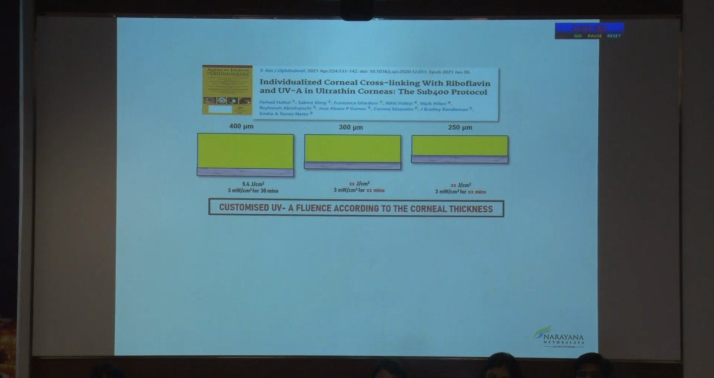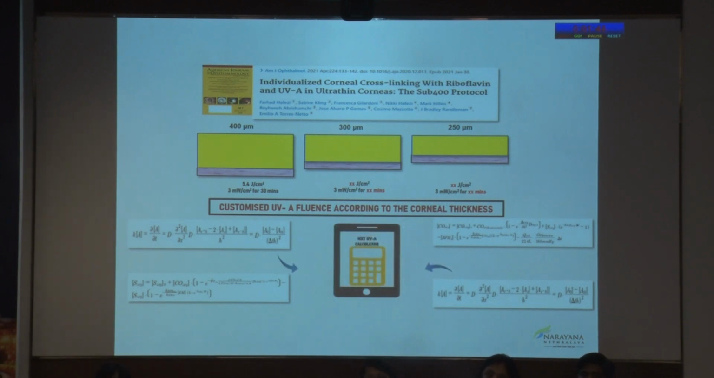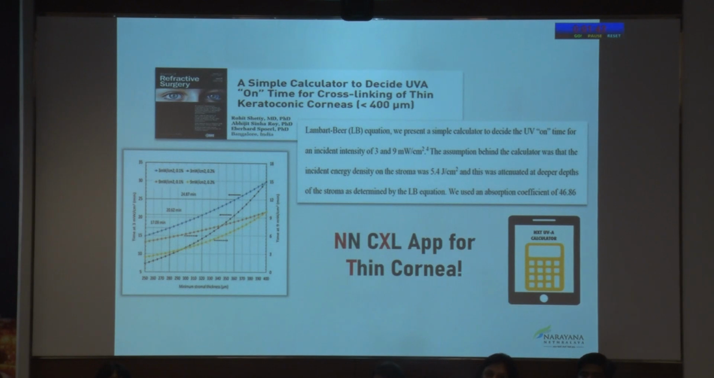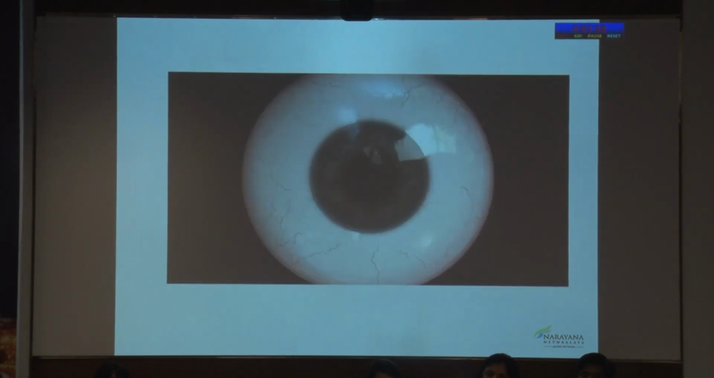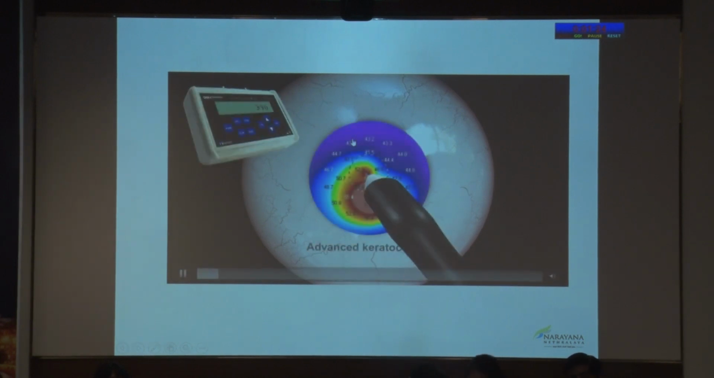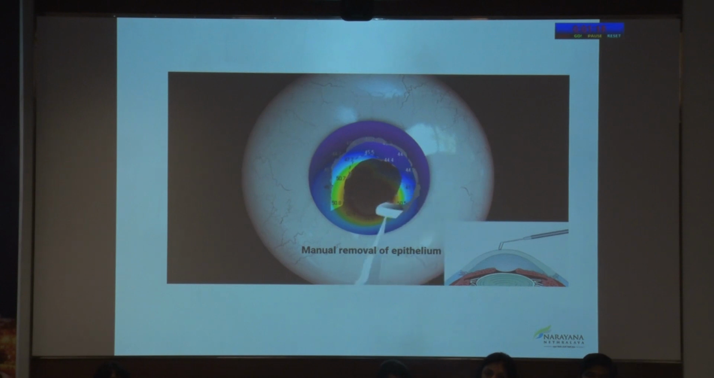So there is published literature which states that the biomechanical effect of cross-linking depends more on the UV on time rather than the total UV fluence. So we derived this calculator based on a number of formulae which was fed into an online software. And we devised this calculator which is freely available for everyone to use, where we enter the thickness and it gives us the fluence time. So this animation displays what is done exactly. So you have a case of advanced keratoconus. We measure the preoperative pachymetry. After performing manual cross-linking, repeat measurement is done.